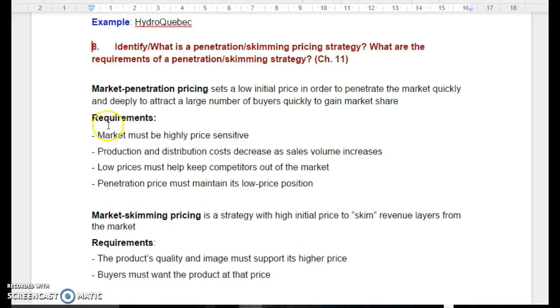We're going to start with market penetration pricing, which sets a low initial price in order to penetrate the market quickly and deeply, to attract a large number of buyers quickly and gain market share. Requirements: the market must be highly price sensitive. Production and distribution costs decrease as sales volume increases. Low prices must help keep competitors out of the market. Penetration price must maintain its low price position.